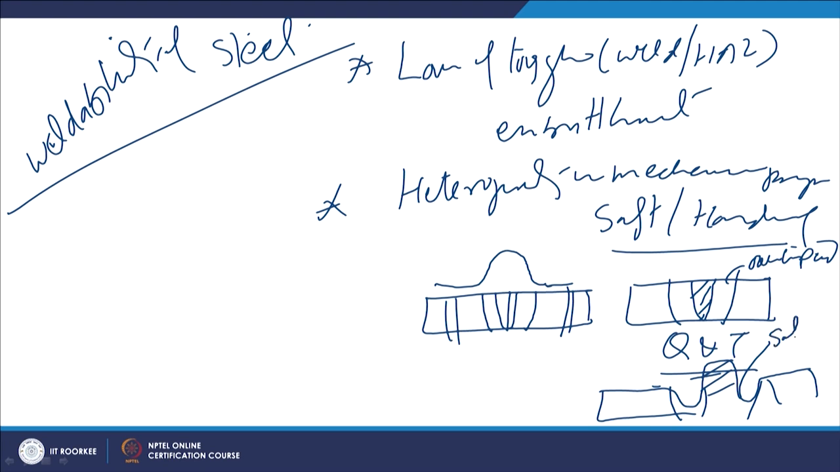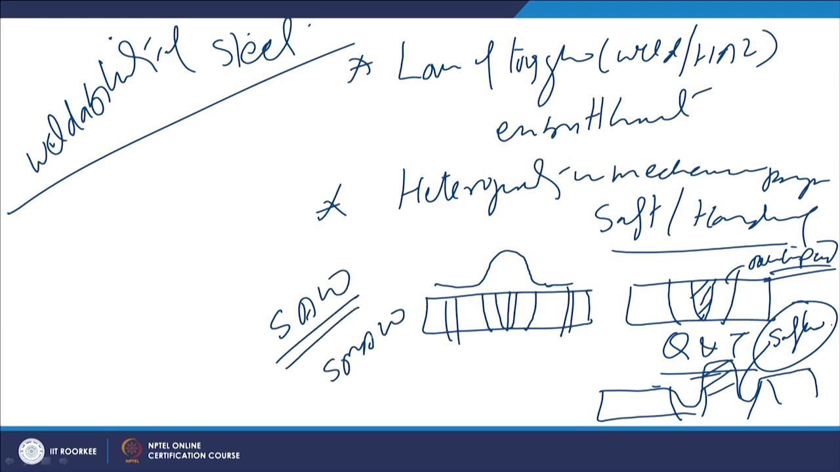which we can say this softening is basically attributed to the over tempering of the steel. This kind of over tempering is more severe if the steel is welded by the SAW or SMAW processes, and it is also observed in the case of laser welding and electron beam welding processes, where energy density is very high and limited heat is used for the fusion of the metal.